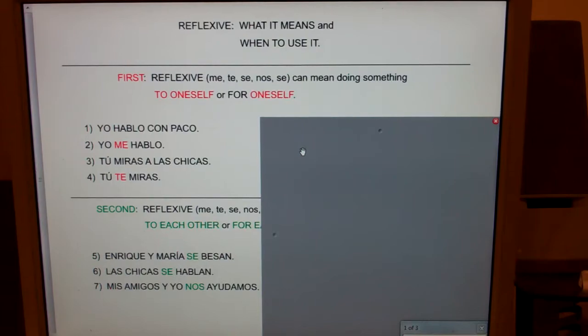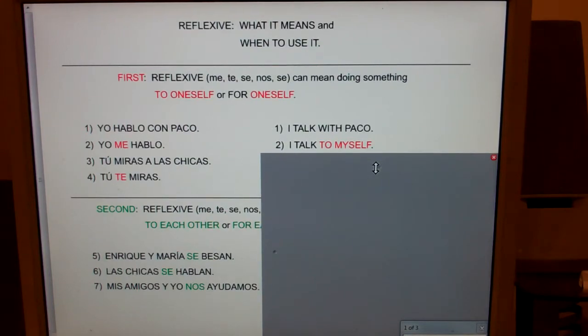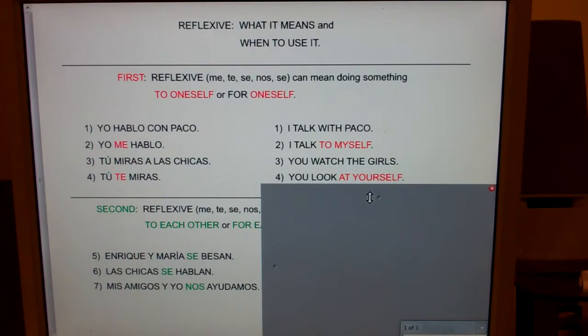Let's look at 4 examples. Yo hablo con Paco. I speak with Paco. My speaking is for Paco. Yo me hablo. I talk to myself. Notice, the me shows I'm not doing this for the benefit of others. I'm doing this to myself or for myself. Number 3, tú miras a las chicas. You watch the girls. Now notice, number 4 has the te. Tú te miras. That means you look at yourself or you watch yourself, like maybe you're watching yourself in a mirror.